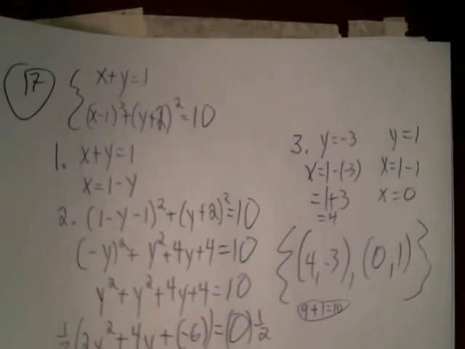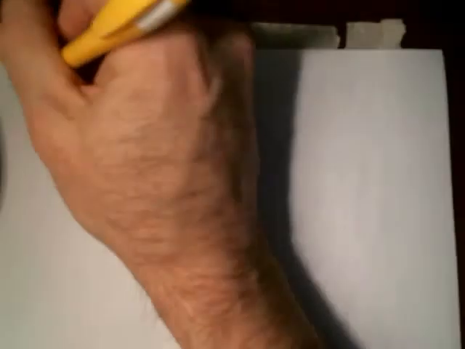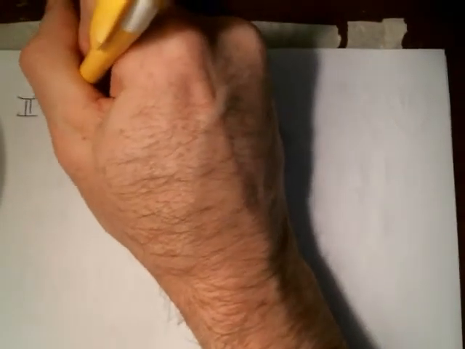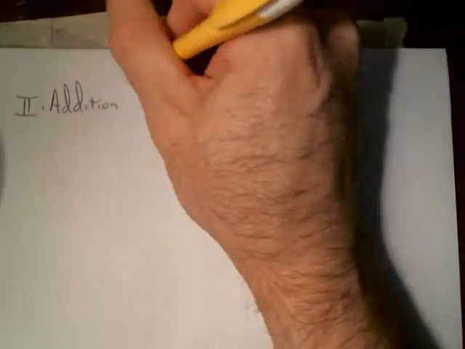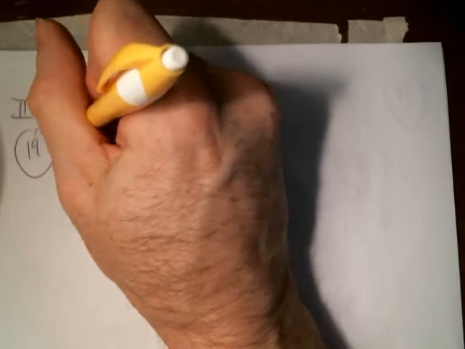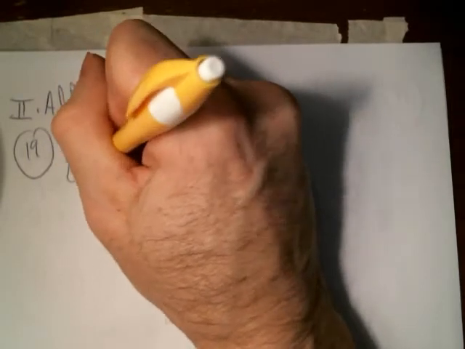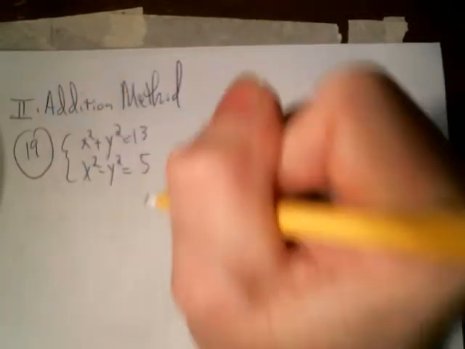Okay, let's move on to the other method. So this was the substitution method, of course. And just like working with linear equations and two unknowns, there's also going to be the addition method. And so we have number 19. Let's take a look. We have x squared plus y squared equals 13, and then x squared minus y squared is 5. Right? So when they have a nice alignment like this and you look column-wise and there's a cancellation, it's a good idea to go ahead and just use the addition method.